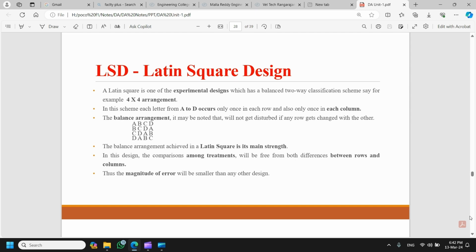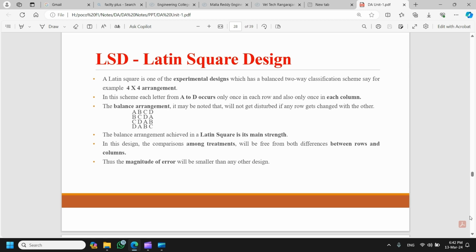Among the treatments, it is free from differences both between the rows and the columns. The error will be smaller than in other designs. Compared to other designs, it has a smaller error.